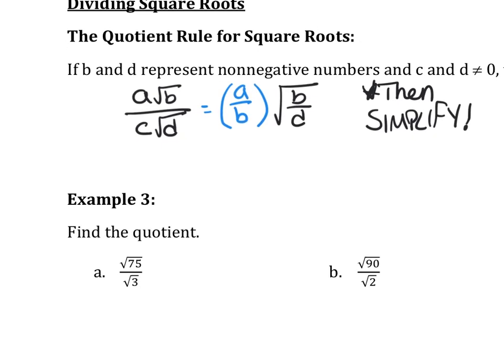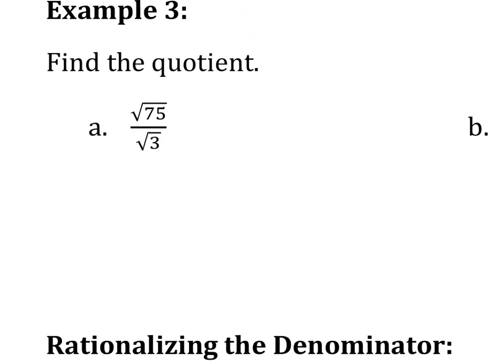Okay, so we find the quotient. Square root of 75 divided by square root of 3 would be the same as saying the square root of 75 divided by 3. So 75 divided by 3 is 25, and the square root of 25 is 5.